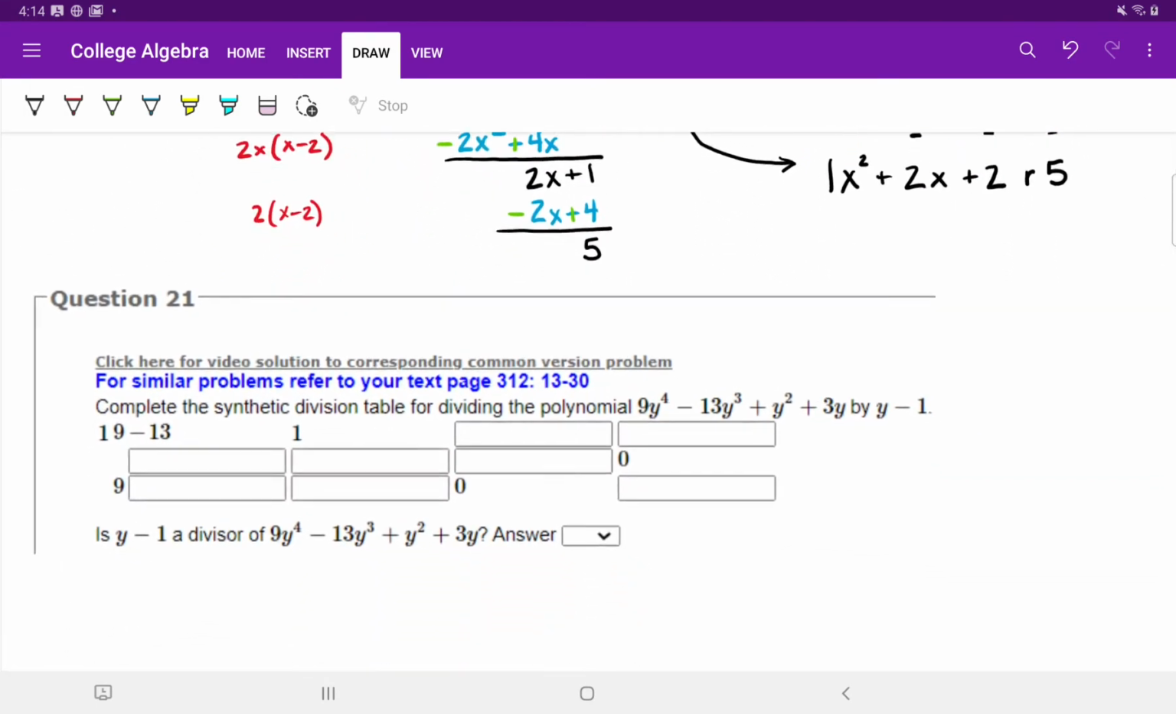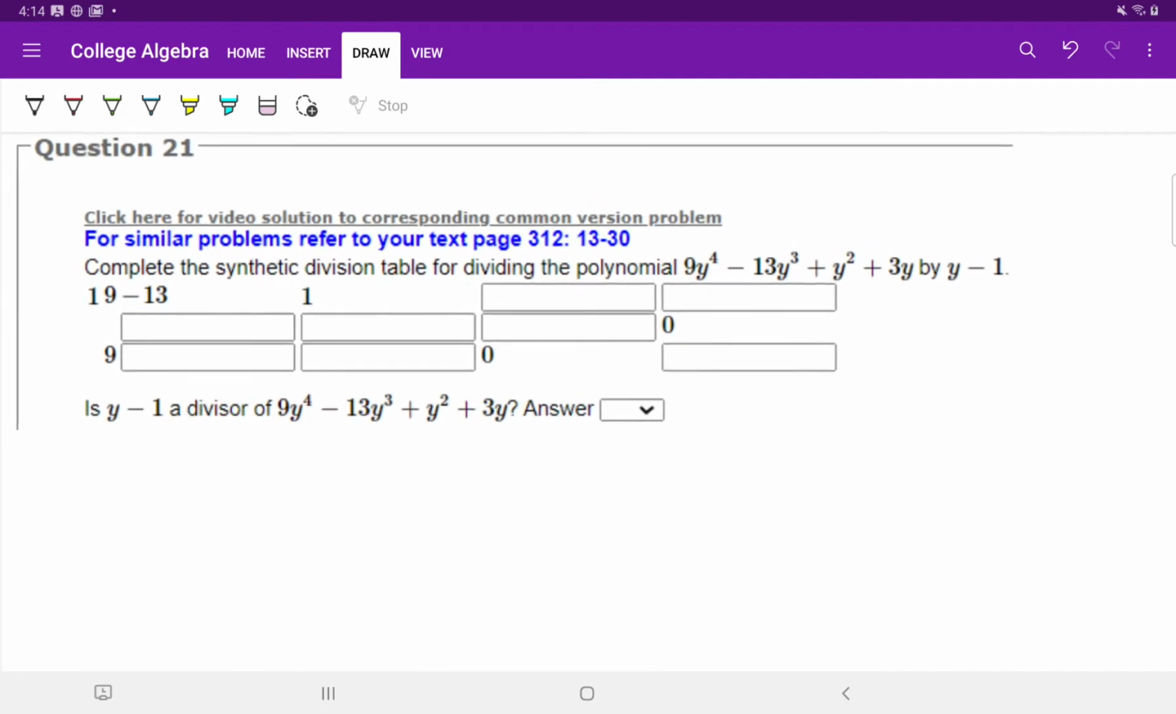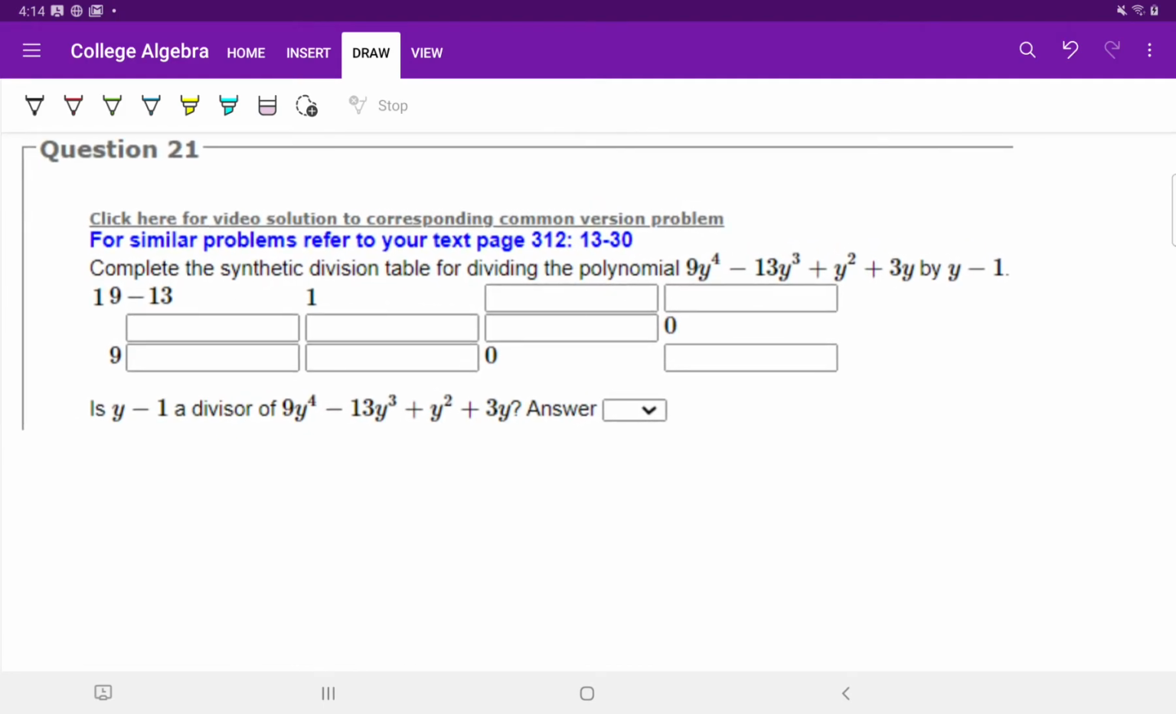Let's do an example from the homework common version. Question 21 from homework 10A common asks us to complete the synthetic division table. I do want to point out there should be a bracket here, but I think because of formatting, they probably weren't able to write in a bracket, which makes it a little bit difficult to figure out what all of these boxes are supposed to be. So I will rewrite this. They want us to complete a synthetic division table for this division problem.